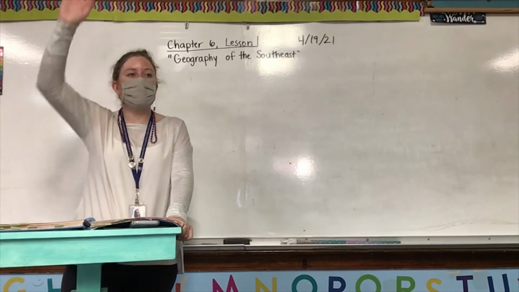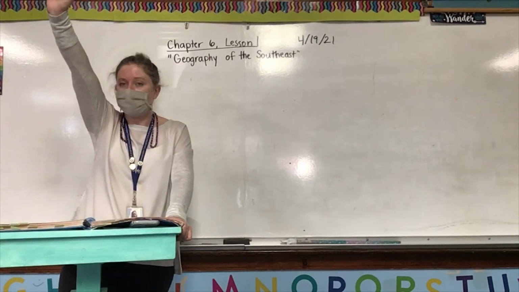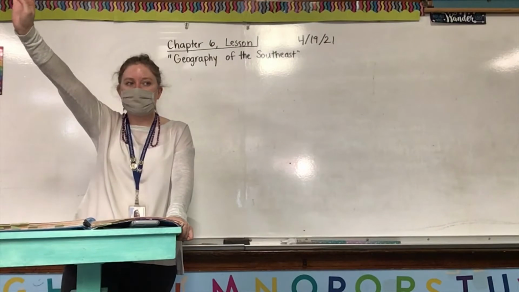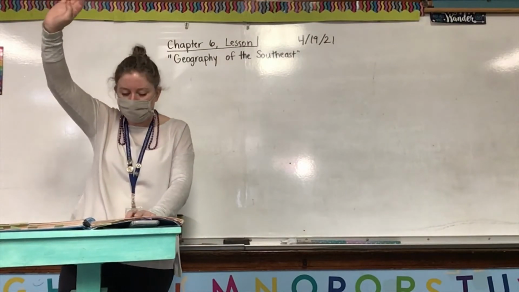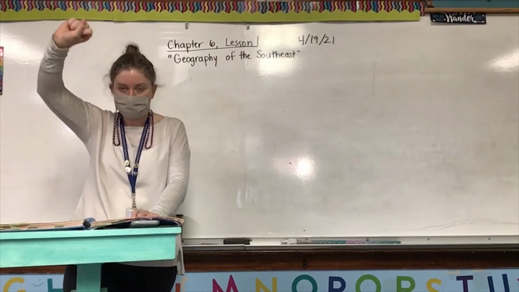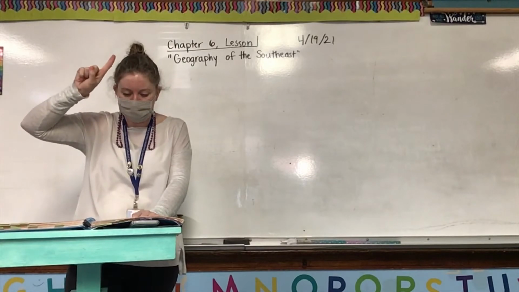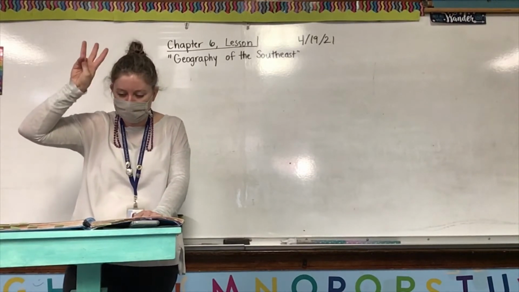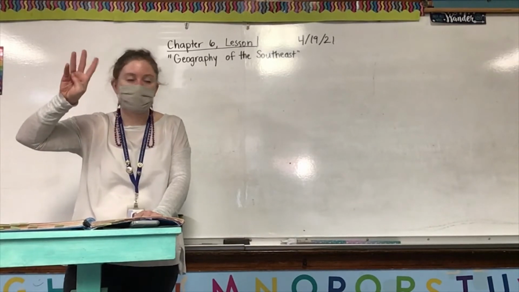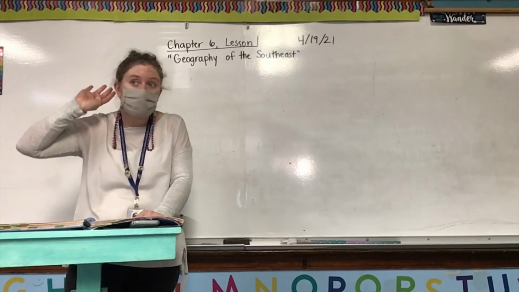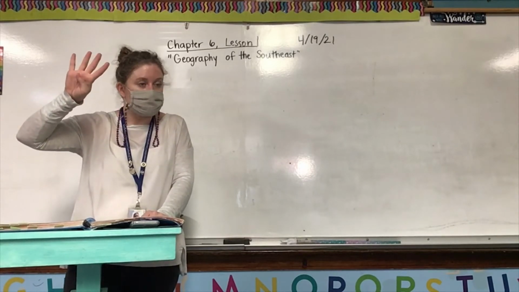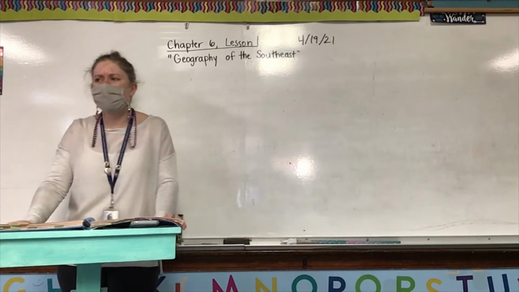Okay, then we have the inland South states. What are the inland South states? Victoria. Tennessee. Arkansas. Kentucky. West Virginia. Okay. So we have four inland South states. Why do you think they're called the inland South states?